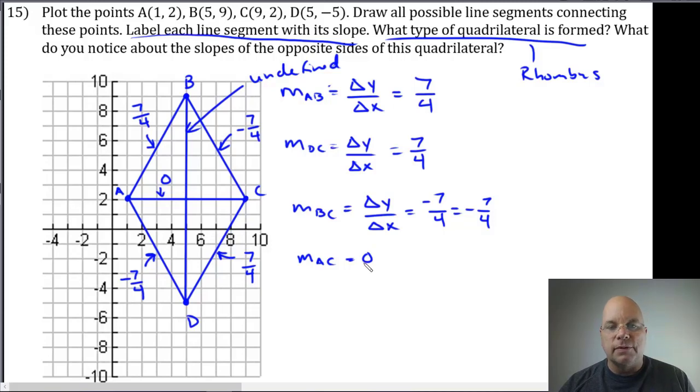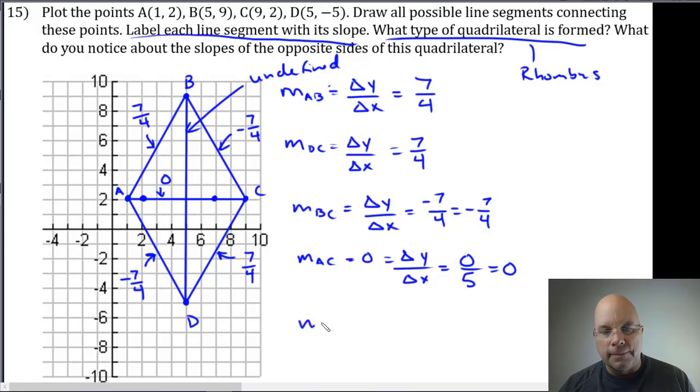Let's look at delta y over delta x to make this clear. The slope for AC, change in y over change in x: if I pick any 2 points along this line segment, like this point and this point, the change in y from here to here is 0. The change in x from here to here is 5. 0 divided by 5 is 0. So if you have a flat horizontal line, that slope is 0.